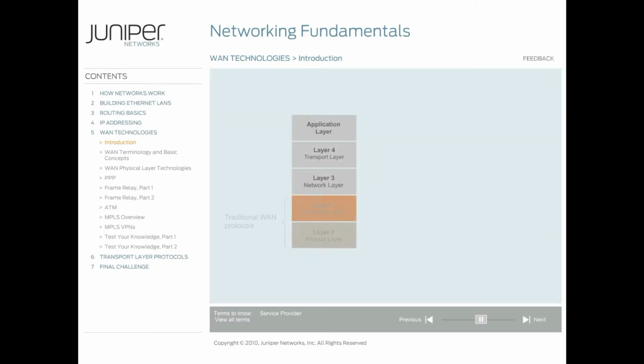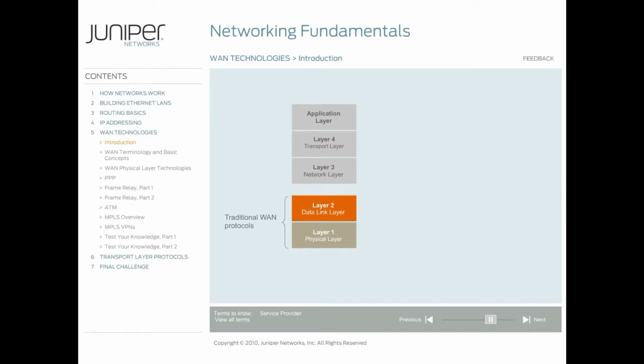Like Ethernet LANs, traditional WAN protocols operate at the physical and data link layers, or layers 1 and 2. Each WAN technology, such as the point-to-point protocol, or PPP, or frame relay, uses a different layer 2 frame format and provides different options for reliability and error recovery.